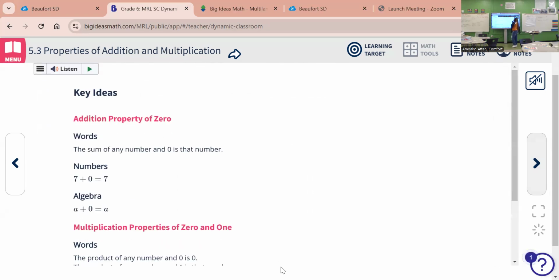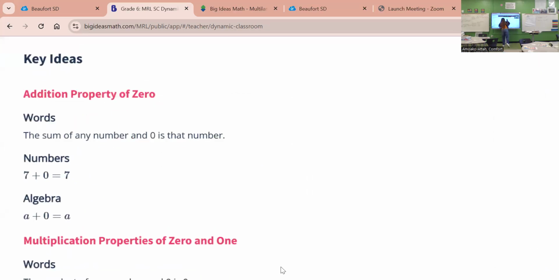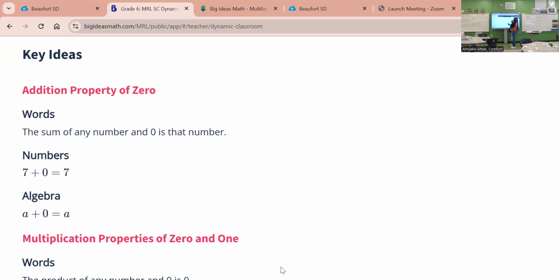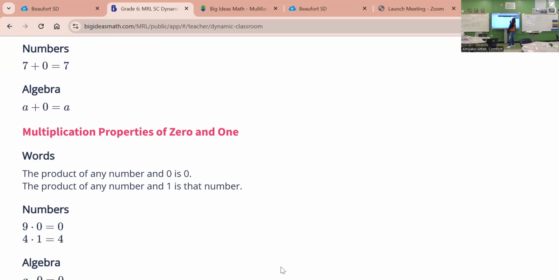This one is on the addition property of 0. The sum of any number and 0 is what? Is that number. Of course, we know, right? So any number plus 0 is what? Just that number. So a plus 0 is equal to a. 100 plus 0 is equal to 100. 2 plus 0 is equal to 2. Any number added to 0 is equal to that number.